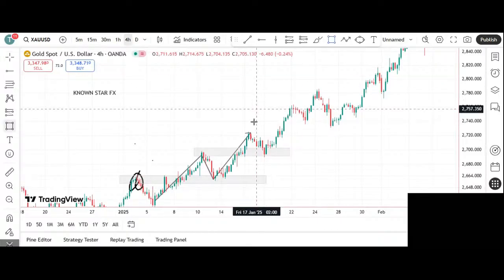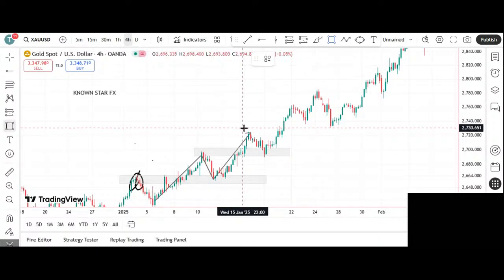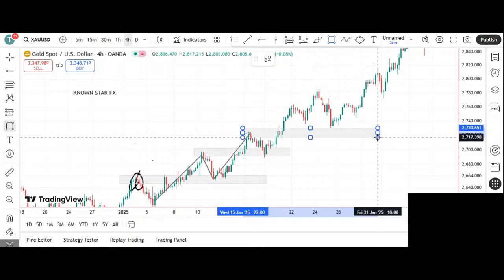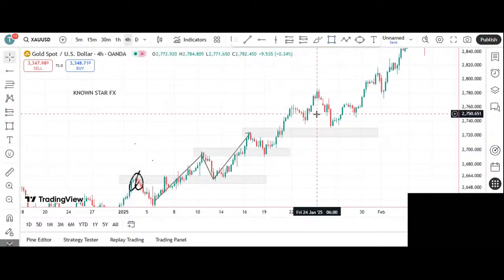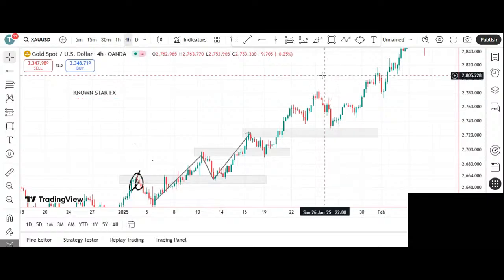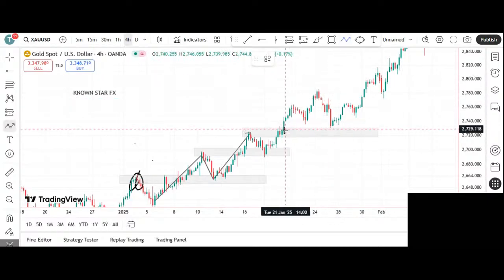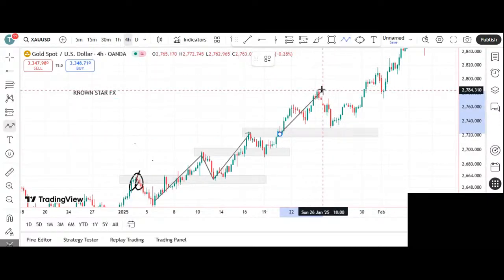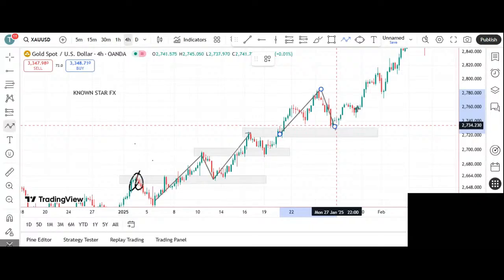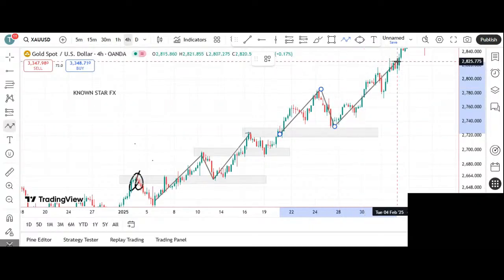Now another example right here. You can see the way the market is breaking all these levels, all these zones, and the market is literally coming back to retest them. Immediately the market came back here again, what do you do? You buy. You buy straight up.